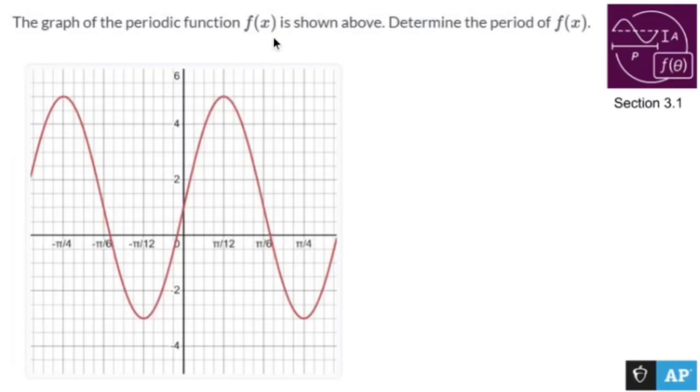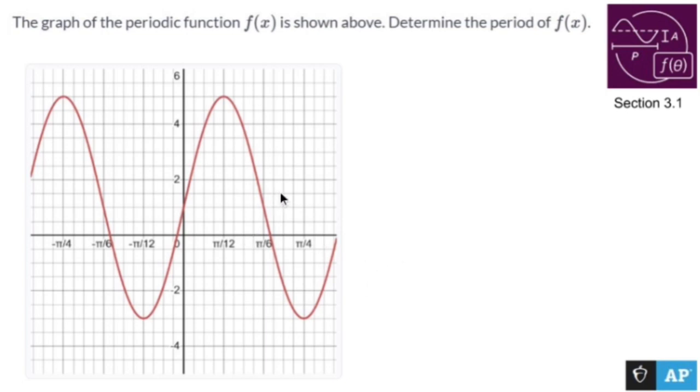The graph of the periodic function f of x is shown above, or in this case below, because I stole this from the internet. Determine the period of f of x. The period is where the process repeats itself. So what you want to do is, we see that this is a process that goes up and down, and it repeats itself over time.